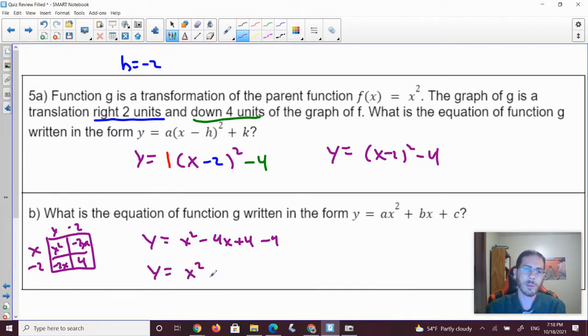And at the end, x squared minus 4x, plus 4 minus 4. I don't even need that because these are going to cancel out when I combine like terms. Okay, that makes sense.